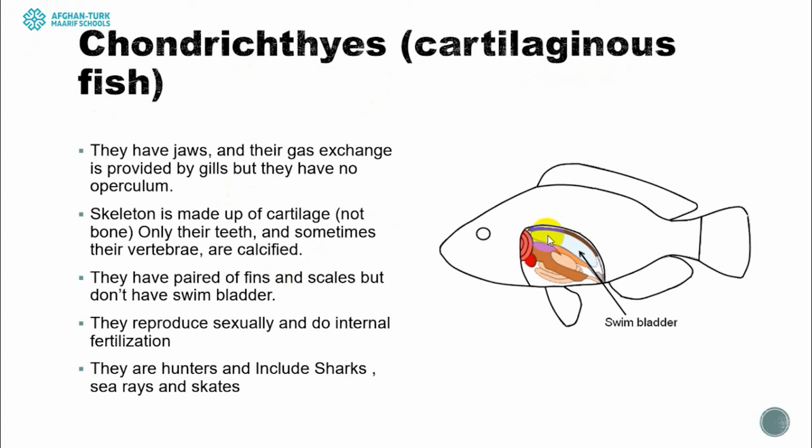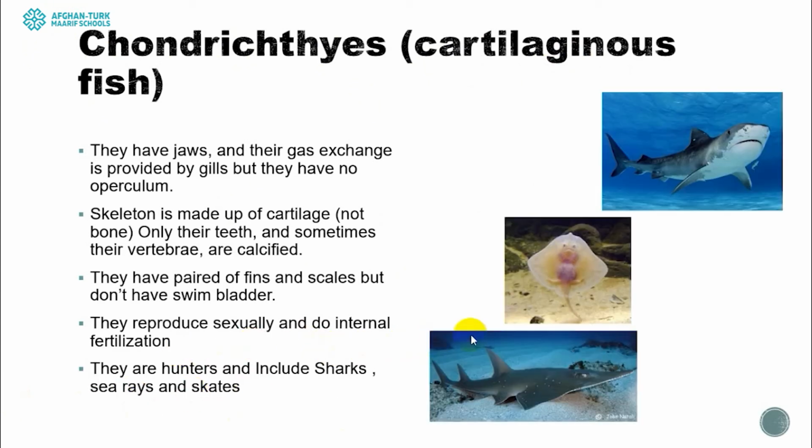So they do not need a swim bladder or air sacs for controlling their depth, because they are light, they can control their weight by themselves. They are reproducing sexually, and internal fertilization is happening in this kind of fish. So they got male and female, and they are doing internal fertilization, and they are hunters. They are eating other fish inside the water, and sharks, sea rays, and skates are main examples of Chondrichthyes.